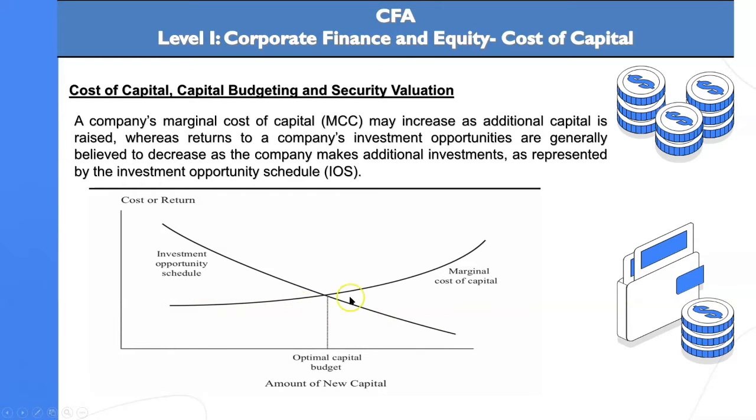And this line is the marginal cost of capital. If you have a cost at this level, let us assume it is only 5% cost of capital, your investment opportunities will be at the highest because you have a very low cost of capital, so you can take many projects. But as you take more capital from the market in the form of equity or debt, the cost starts to go up.